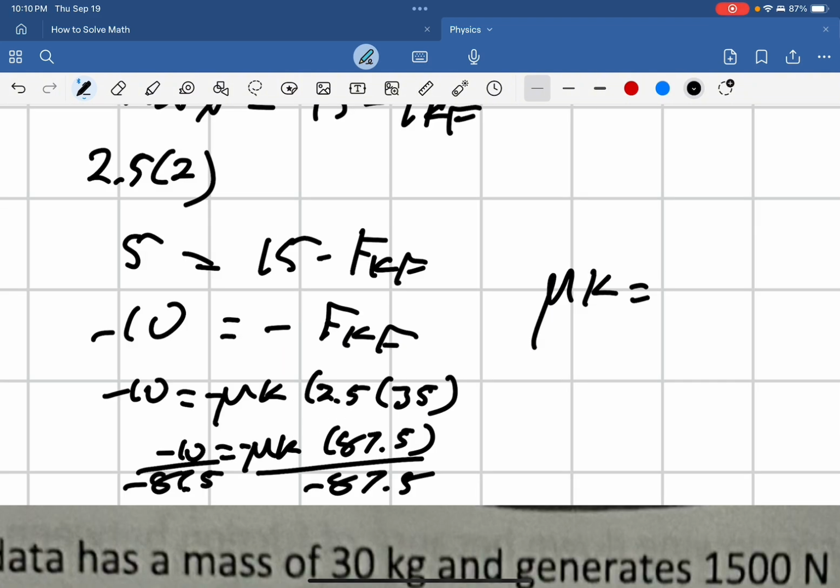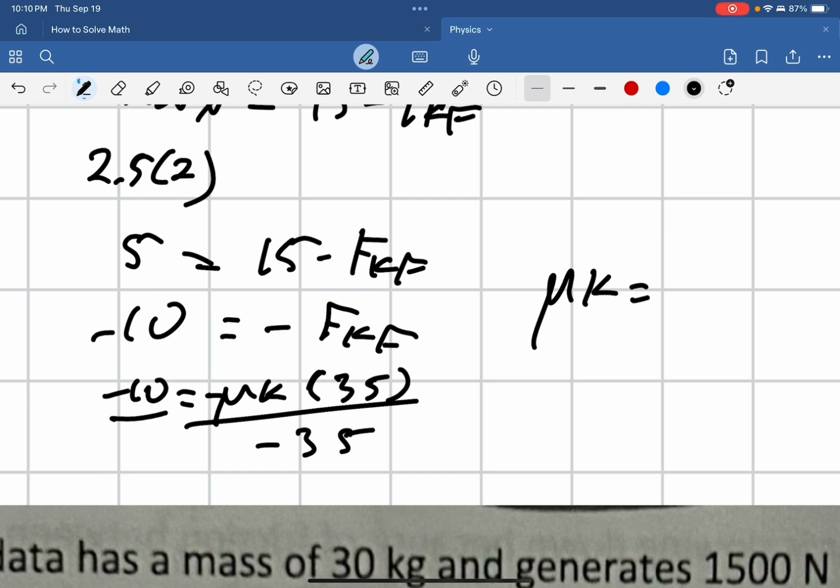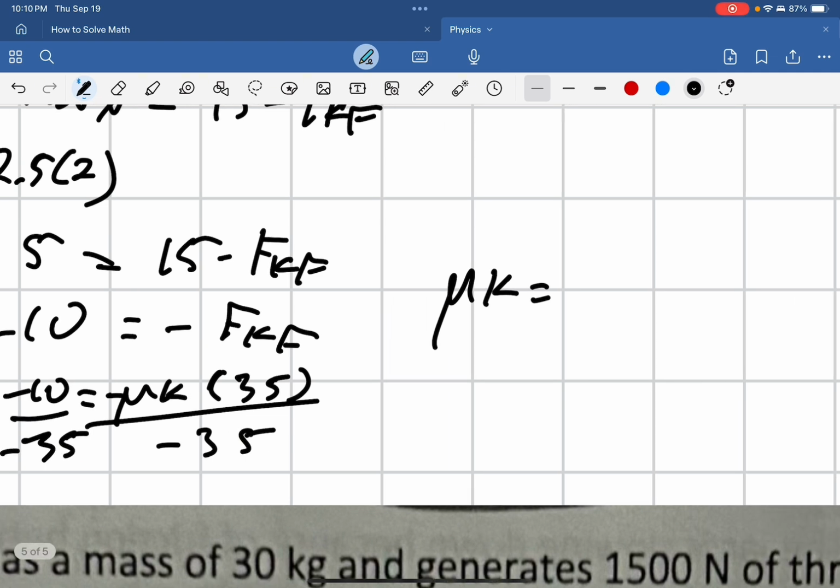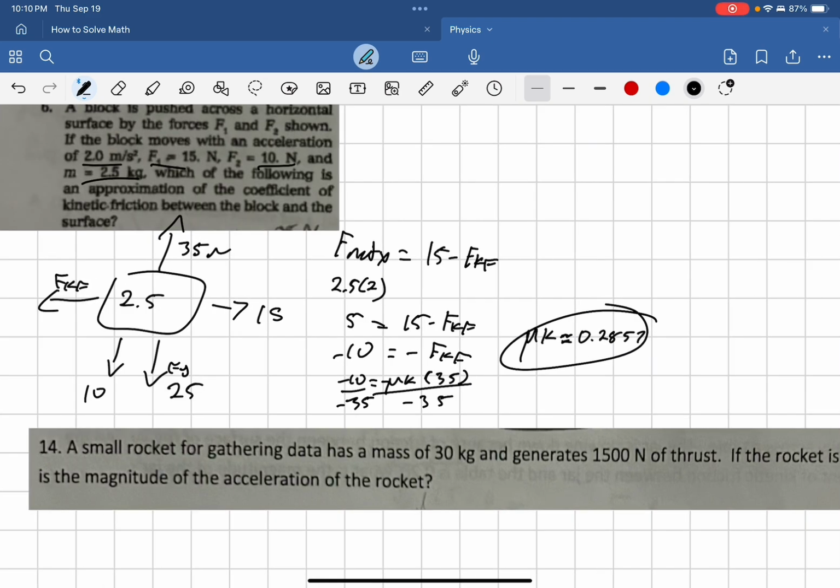Sorry, I made a mistake right here. I had no reason to add mass, because Fn is mass times the other stuff. All I really care about is 35. So divide that by negative 35, negative 35, and you're going to get around 0.2857. So that's your coefficient.